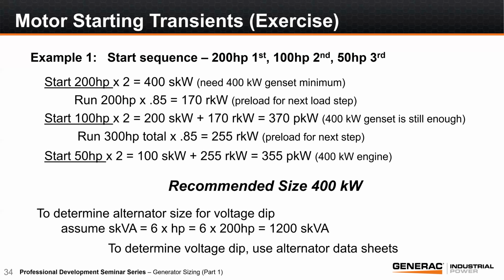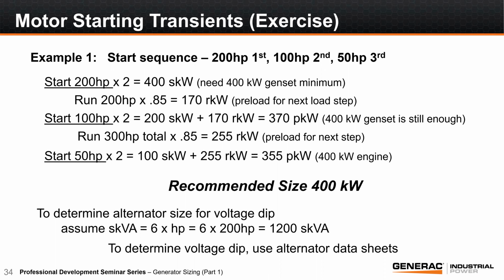So now we have 300 horsepower running for the two motors, which results in 255 kilowatts of preload on the generator, okay? Then the third motor starts, which is the 50 horsepower and requires 100 kilowatts, which adds to the 255 kilowatts of preload. Based on these calculations, we can determine that with this sequence, the 400 kilowatt generator has enough capacity to start and run all three motors.